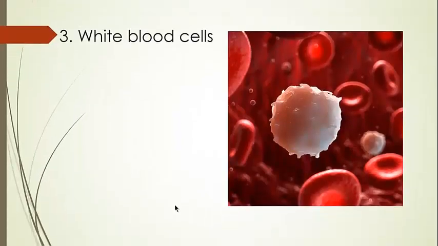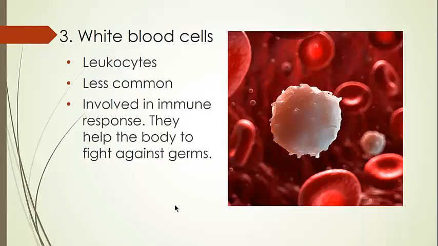Our third component, white blood cells, as you can also see in the diagram, are also known as leukocytes. Have you ever heard about the immune system? Yes, the immune system that fights against germs and bacteria, that protects our body against all these pathogens. So white blood cells are basically involved in immune responses. They help the body to fight against germs. They are less common than the red blood cells. The number of red blood cells is more than the white blood cells.